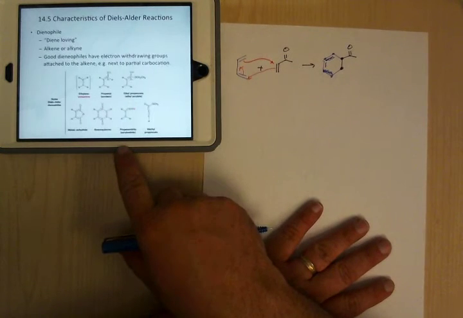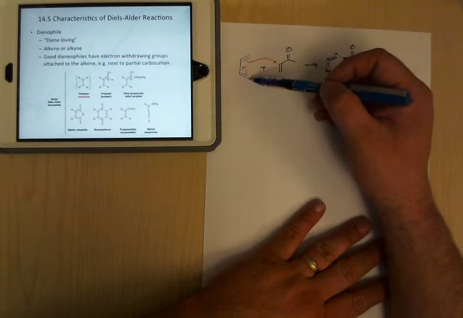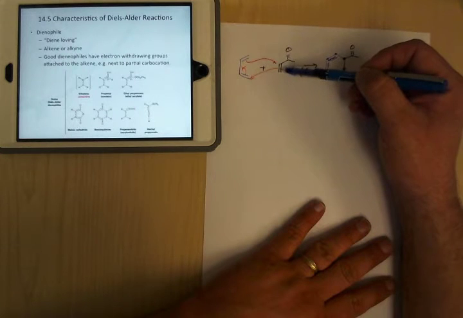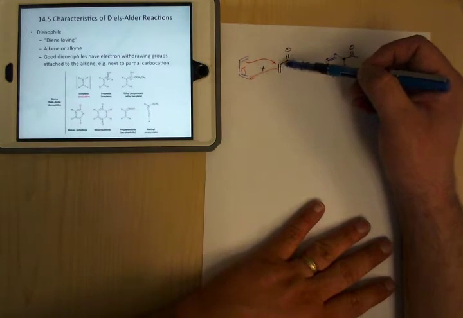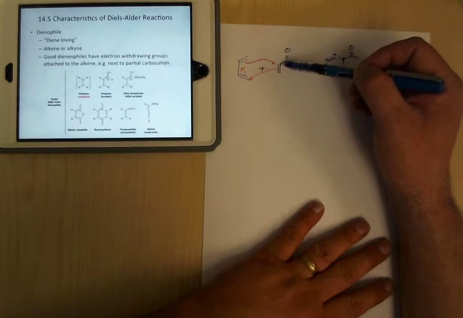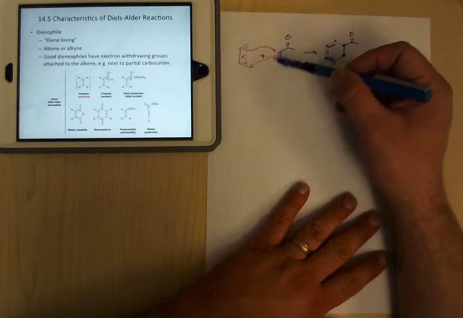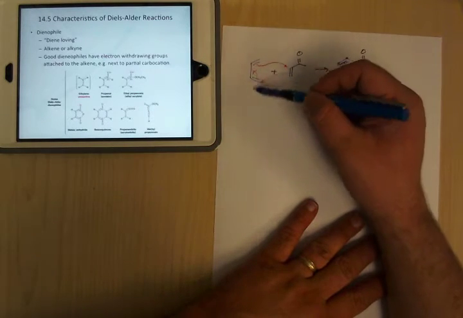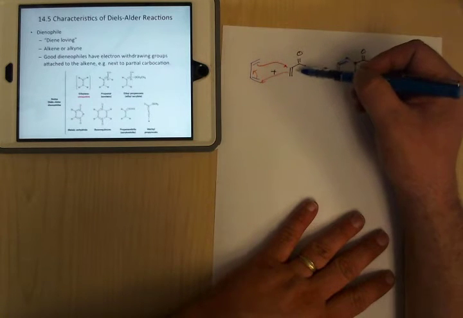So this is called a diene, because it's 2 double bonds, but this is what's called the dienophile. This is loving some diene. It's basically just a regular alkene. You can also get alkynes to do this as well. And so for this to work, you want to put as much electron density in here as you can.